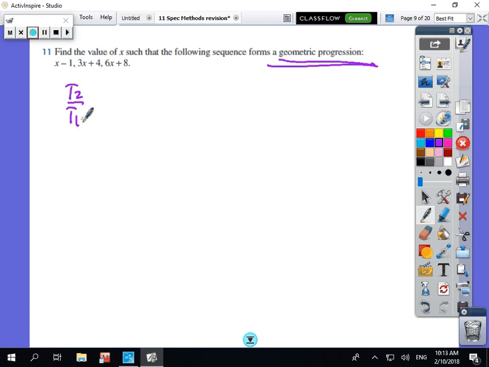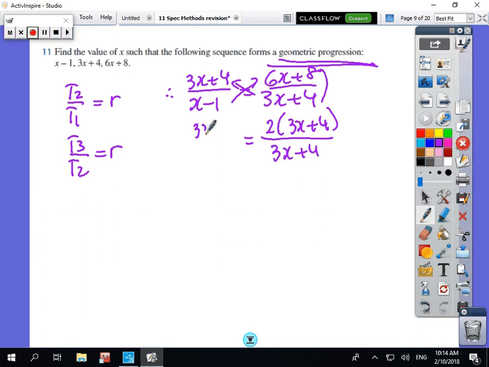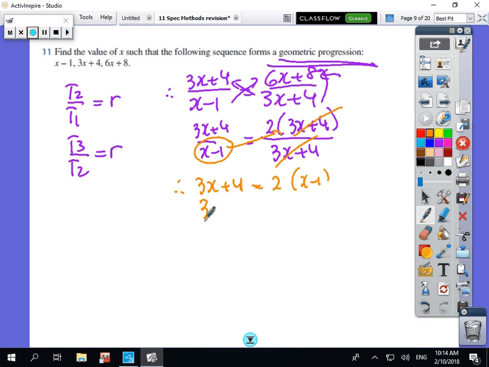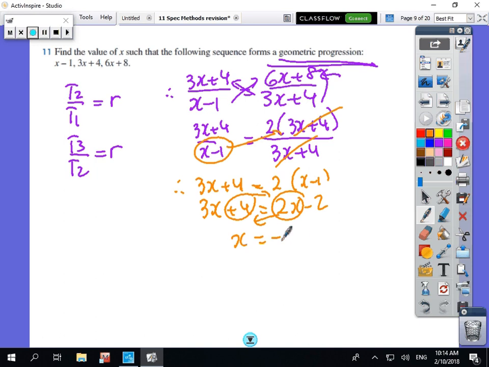Okay, so we know that T2 divided by T1 equals R, and we know that T3 divided by T2 equals R. So that means that (3x plus 4) divided by (x minus 1) is the same as (6x plus 8) over (3x plus 4). Now normally we'd cross multiply to get the denominators off, but you might notice that if I factorize the top, the top factorizes, and then I can just cancel out, and then I just do my cross multiply once over to there: 2 bracket x minus 1. So 3x plus 4 equals 2x minus 2, take the x's that way, take the numbers that way, so x equals minus 6.